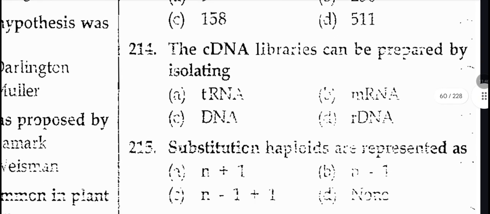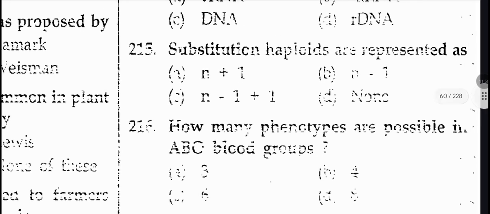Question number 214. The cDNA libraries can be prepared by isolating mRNA. Question number 215. The substitution haploids are represented by n minus 1 plus 1. How many phenotypes are possible in the ABO blood group? That is option B, 4.